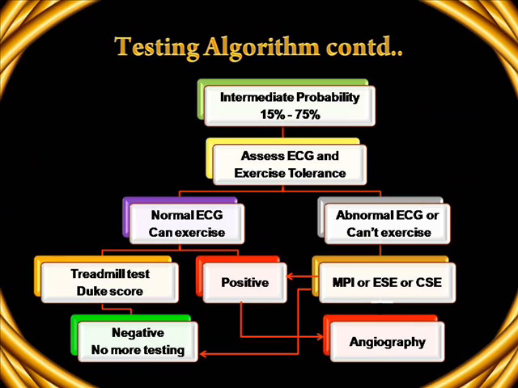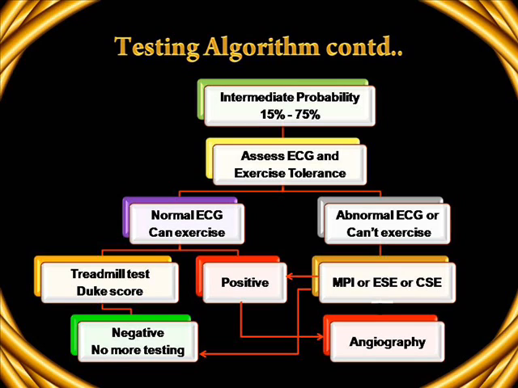Okay, let us say that we have subjected a patient of intermediate probability to exercise testing. Then before we do an ETT, we have to assess his resting ECG and his exercise tolerance. Can this patient walk on the treadmill at the required speed? If the answer is yes and the ECG is normal, then he can go for exercise testing. Then if we do a treadmill test and obtain the Duke's score, it could end up in a positive result or a negative result. If he comes out with a positive exercise treadmill test, then angiography will be recommended to ascertain the status of the coronaries. If he is negative, no more testing is required.